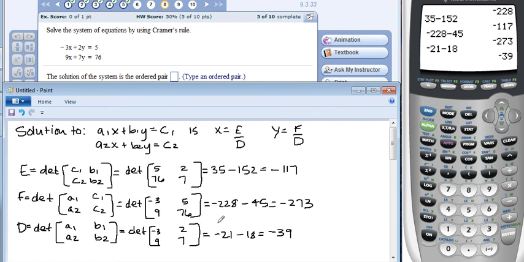That's our first step: determine your determinants. So now we're going to go back up here. E. Well, E is negative 117.